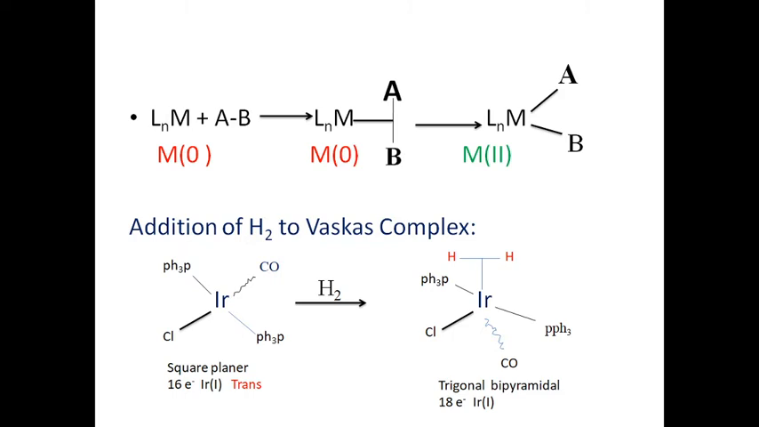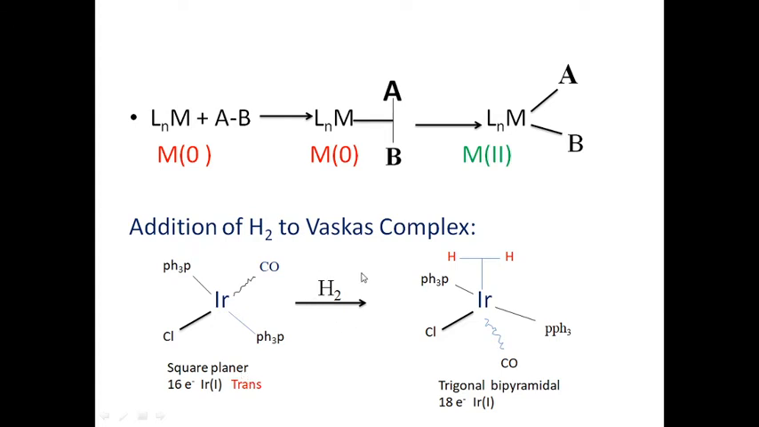First, we will see here that this carbonyl and chloride are trans to each other, and these two are triphenylphosphine ligands. It has square planar geometry, 16 electron count. Iridium is in the +1 oxidation state and it has trans geometry.